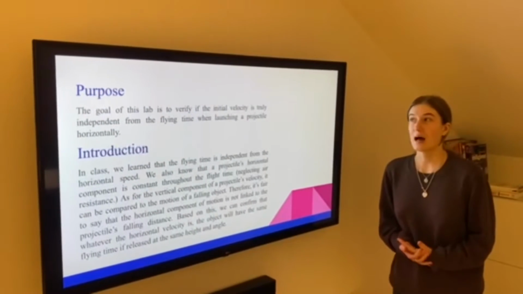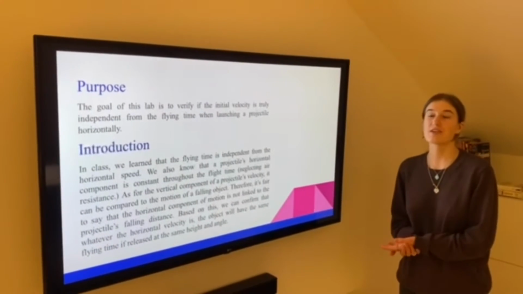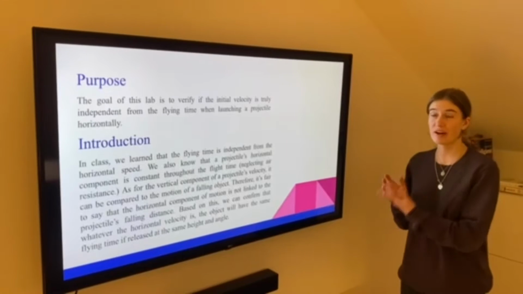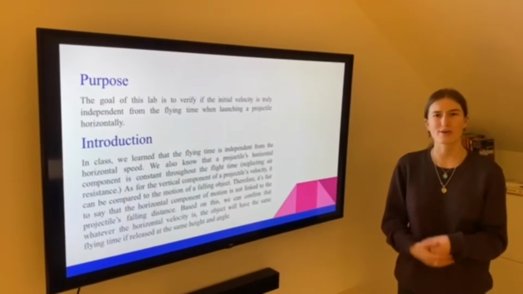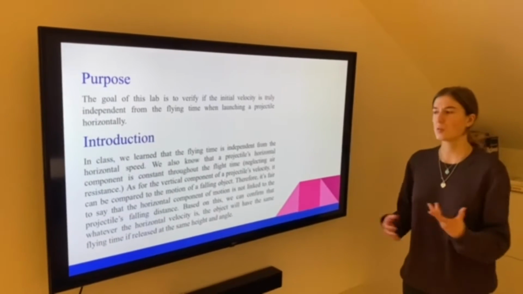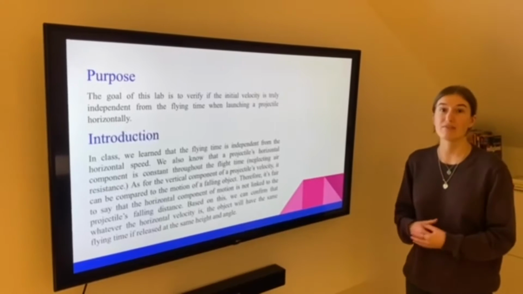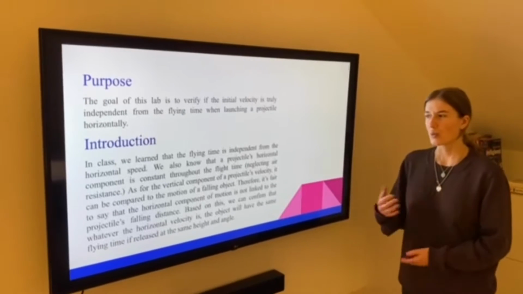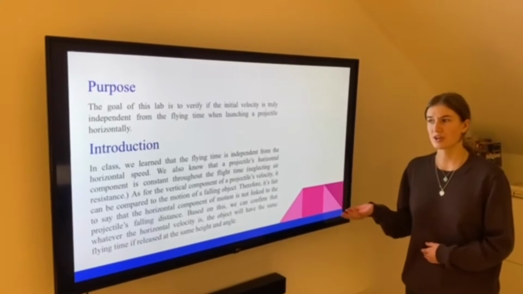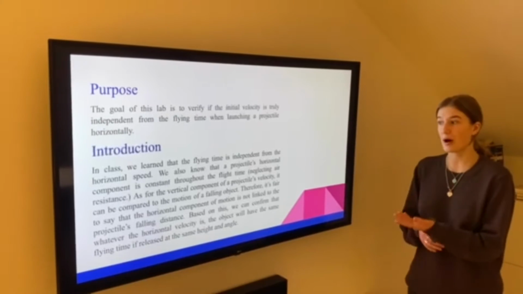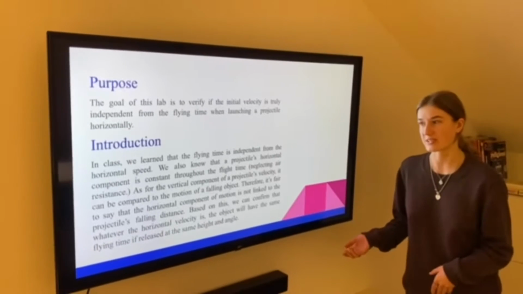The goal of this lab is to verify if the initial velocity is truly independent from the flying time when launching a projectile horizontally. In class, we've learned that the flying time is independent from the horizontal speed. We also know that a projectile's horizontal component is constant throughout the flight time if we're neglecting air resistance.